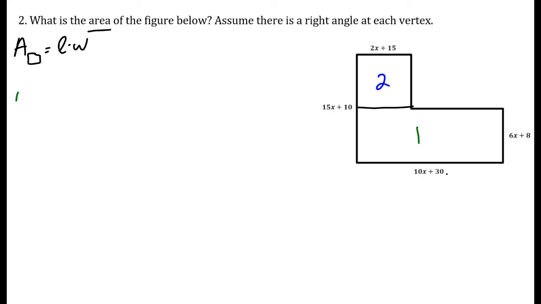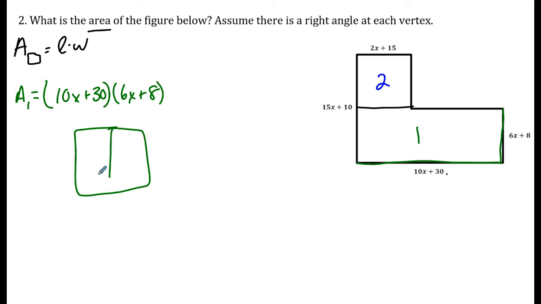Let's start by finding the area of the green rectangle. Well, area is length, 10x plus 30, times width, 6x plus 8. Not bad. I just have to multiply those two together. When I multiply polynomials, I can make a table to do the distributive property. 10x plus 30, 6x plus 8. Alrighty, let's see what we've got here. 10 times 6 is 60. X times x is x squared.